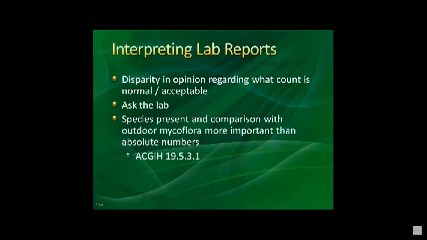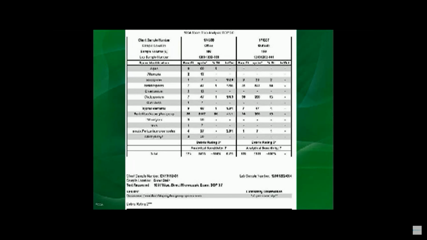Example lab report. Very simple. As you can see, there's an outside and there's an office. You can see there are molds that are indoors that are not outdoors. You can see there are molds higher outdoors than indoors. At the end of this, you will determine whether or not we have a control issue, and when you see that the total counts are 8,000 inside compared to 1,300 outside, there may be cause for a little bit of investigation.